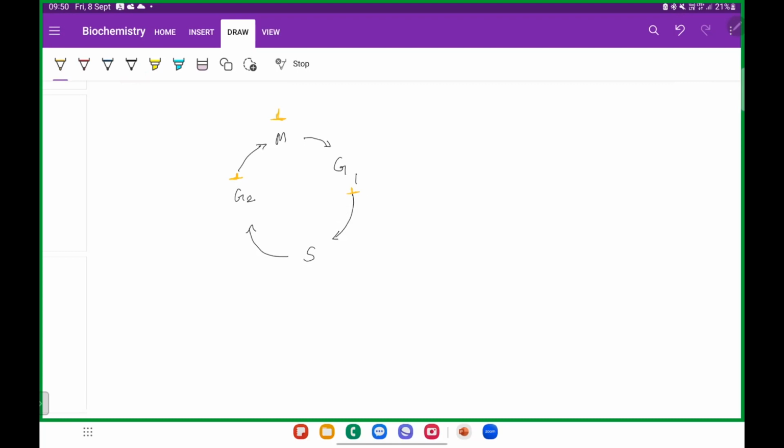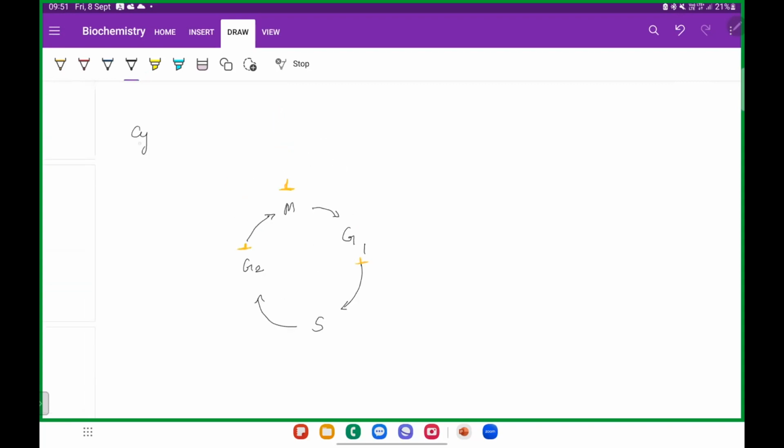Okay, let's go one by one. Why do you need this cell cycle? Cell cycle is nothing but, just put the heading as cell cycle.